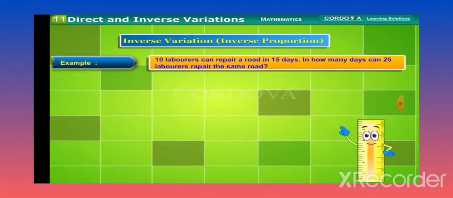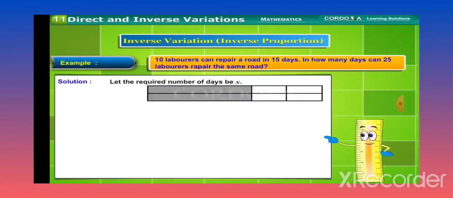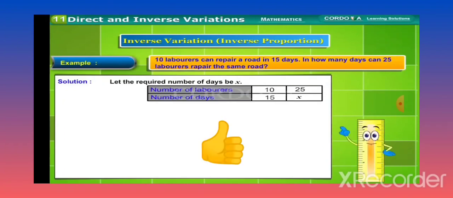Example: 10 laborers can repair a road in 15 days. In how many days can 25 laborers repair the same road? Solution: let the required number of days be x. Number of laborers 10, number of days 15. Number of laborers 25, number of days x.